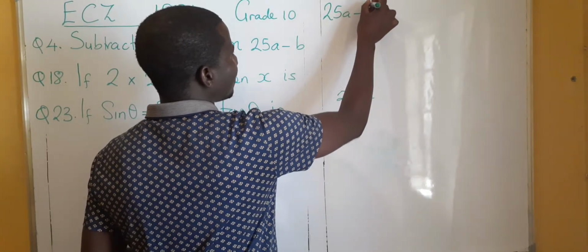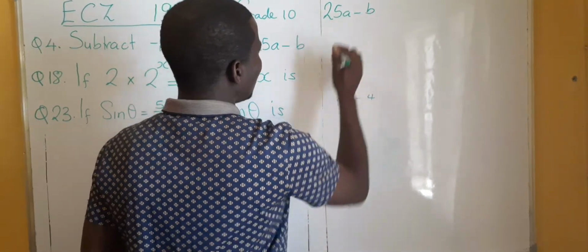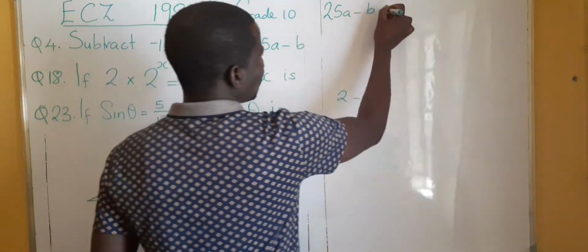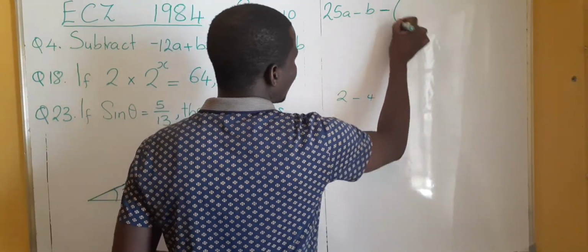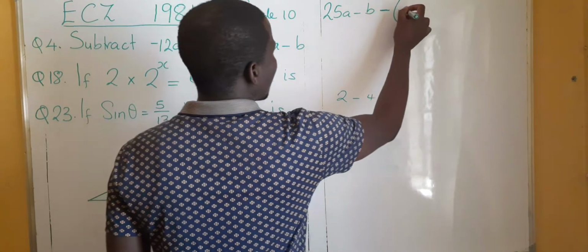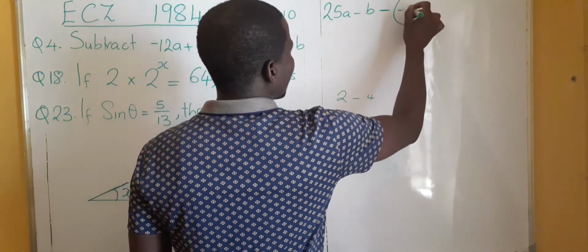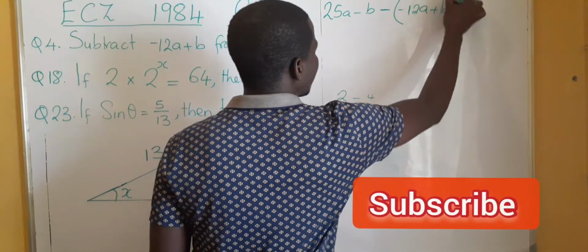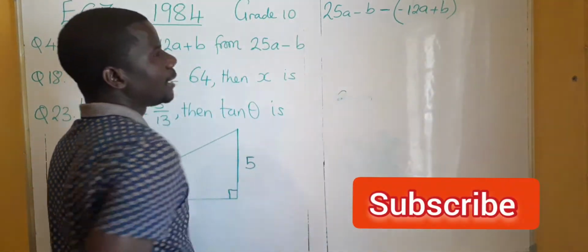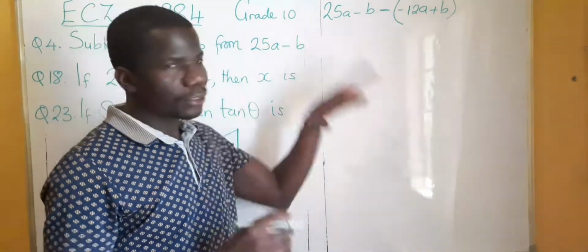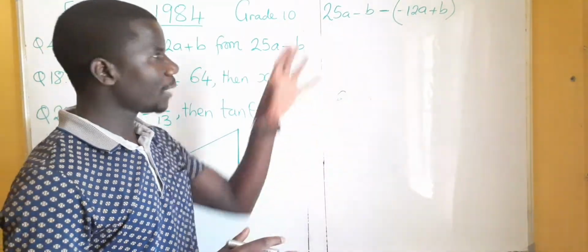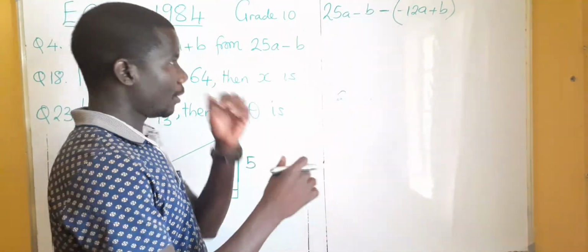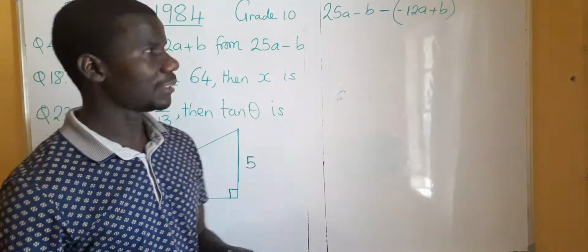So this is going to be 25a minus b. From this one, what are we supposed to subtract? We should subtract minus 12a plus b. This is an expression where most of us would have challenges. Just write this expression, because I know it will be written the other way around.